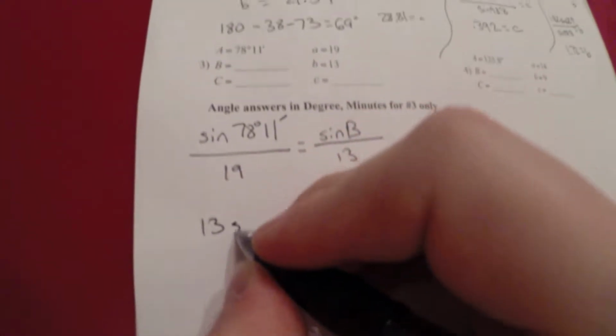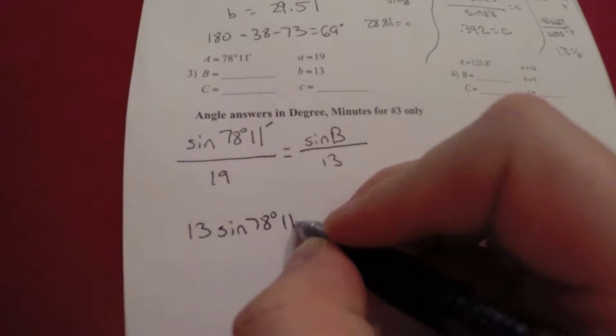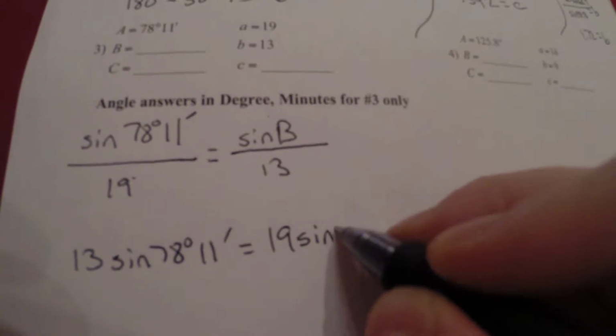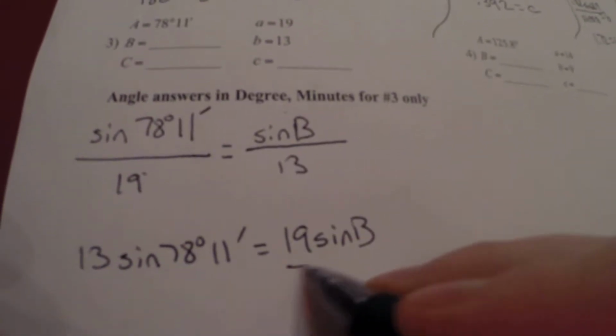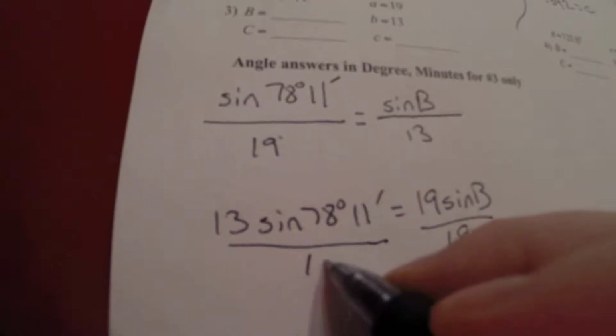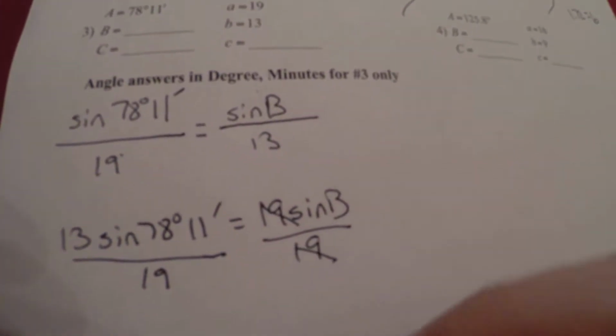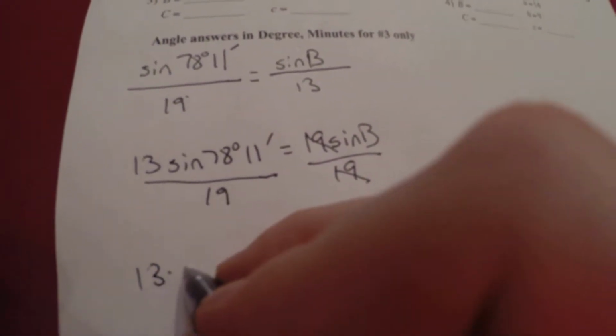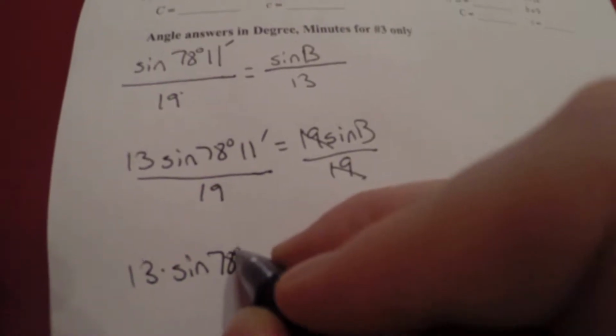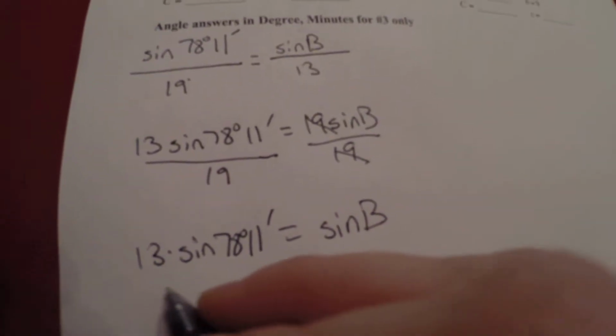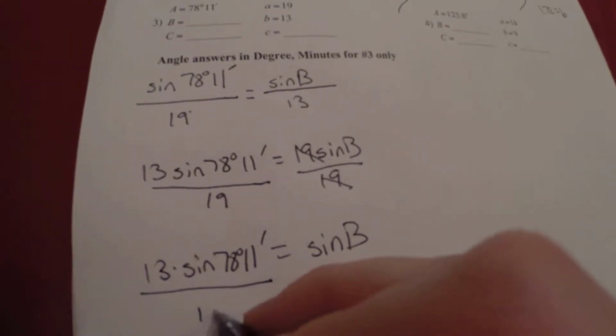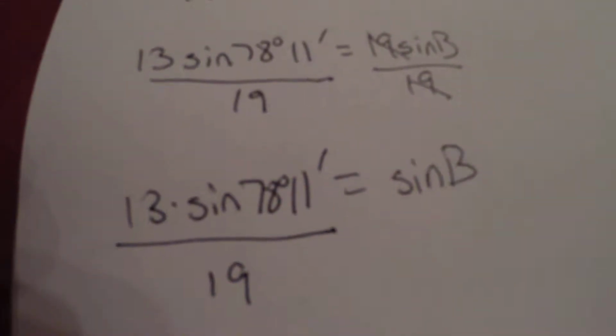How do we do this? Cross multiply. So sine 78 degrees 11 minutes times 13 is 13 sine 78 degrees 11 minutes equals 19 times sine B. Divide through by 19. Sine B equals 13 times sine 78 degrees 11 minutes over 19. All right, so we're going to solve this.